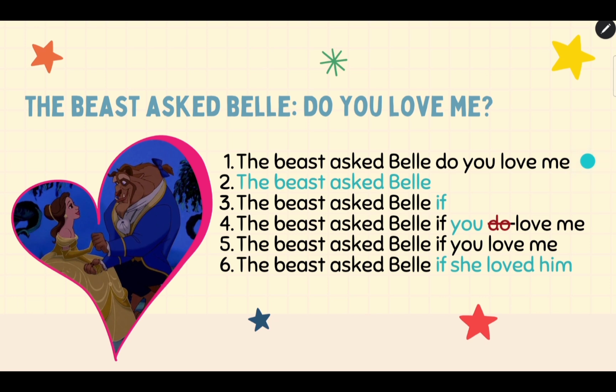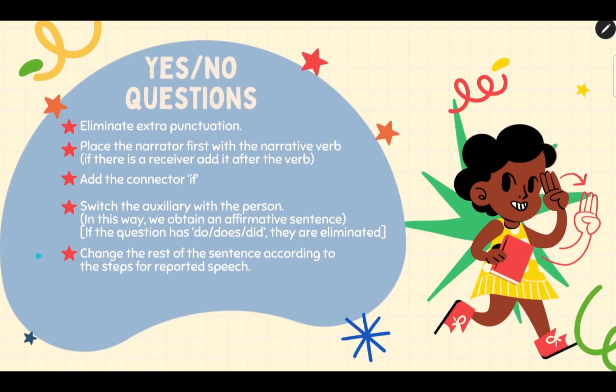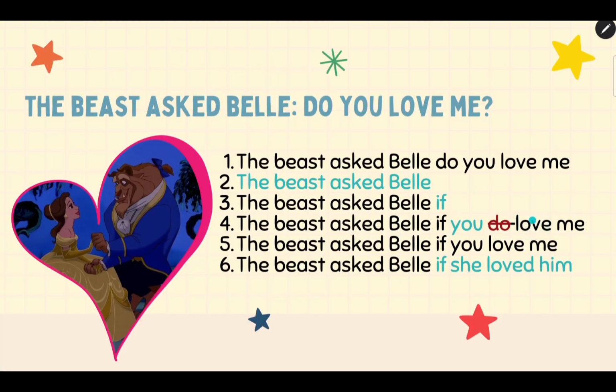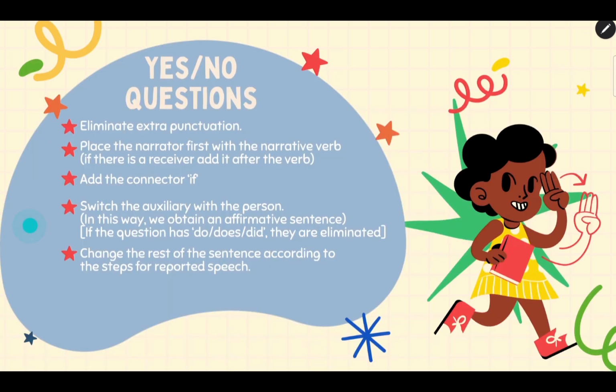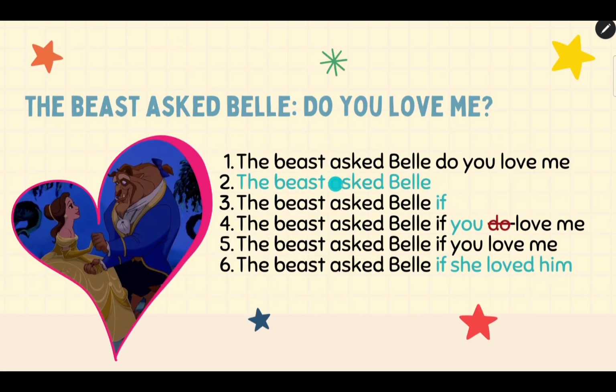Now let's see an example. Check, guys, the Beast asked Belle, "Do you love me?" Now let's see the first step. Eliminate extra punctuation. In the second, place the narrator first with the narrative verb and with the receiver, right? So we have the Beast, narrator, verb, and the receiver, right? Now we place it here, and then the next step, step number 3, add the connector "if." We have it here. The Beast asked Belle if.